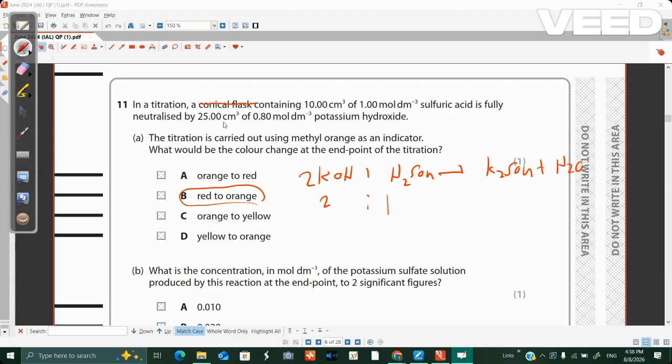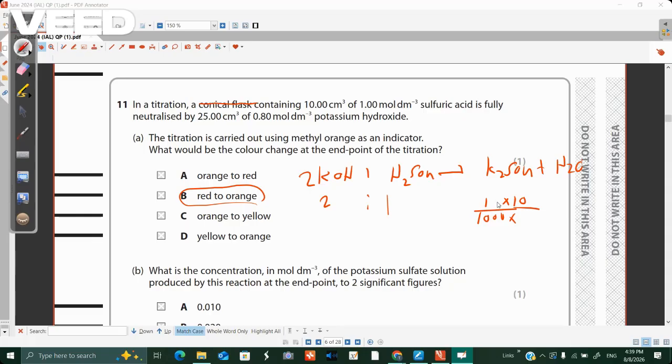So the sulfuric acid is fully neutralized. Therefore, the amount of sulfate ions is equal to the number of moles of sulfuric acid used. So in 1000 you have one. This is the amount of sulfate ions they have poured in. It is completely neutralized, which means all the sulfates have been converted into K2SO4.